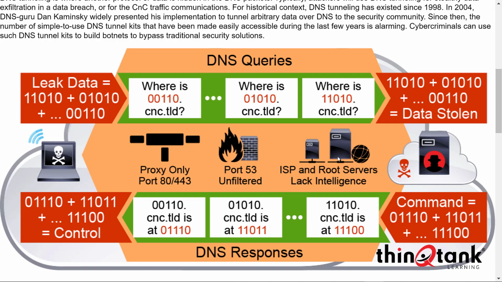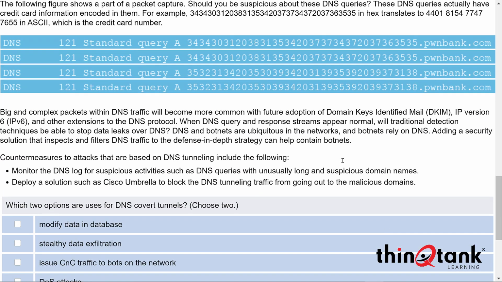So we actually have a packet capture here that shows us the DNS queries. These DNS queries have credit card information. It's encoded. We can see that it is encoded in hex, 3434303112... And if I was to convert that to ASCII, it would be representative of a credit card number, 44018154, and so on. Now, we can employ tools that can do this type of interpretation and extraction to identify that information, but you can see how that would be extremely difficult to facilitate.